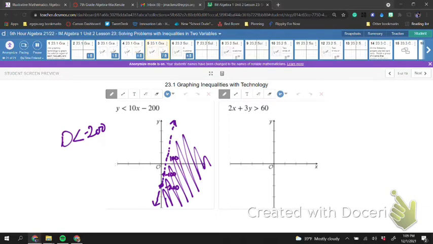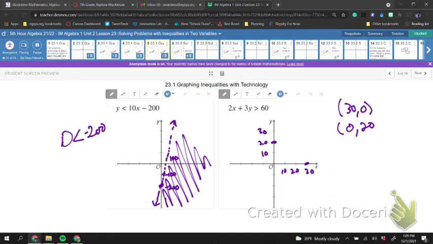All right, last one. I got an x-intercept. Everybody seeing those intercepts popping? X-intercept's 30. The y-intercept's 20. So let's go 10, 20, 30. I got a 30, 0 and a 0, 20.